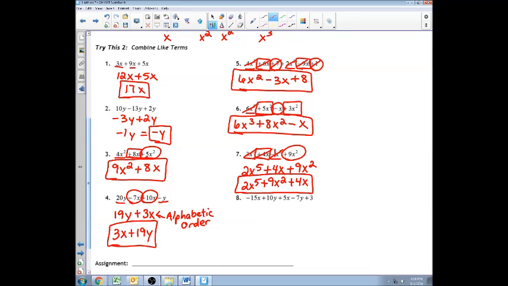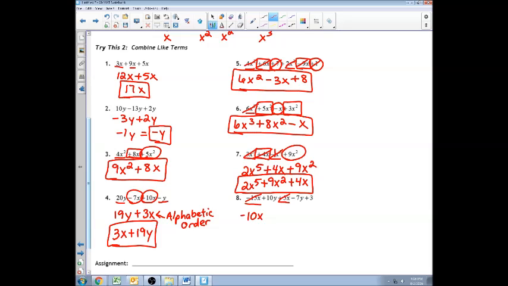Okay. The last problem, number 8. I have a couple different variables here, so we got to make sure we're being careful. First number I run into, negative 15x and a positive 5x. What is negative 15x plus 5x? That would get me negative 10x. Okay. We know those are gone now. I don't have to worry about them anymore.